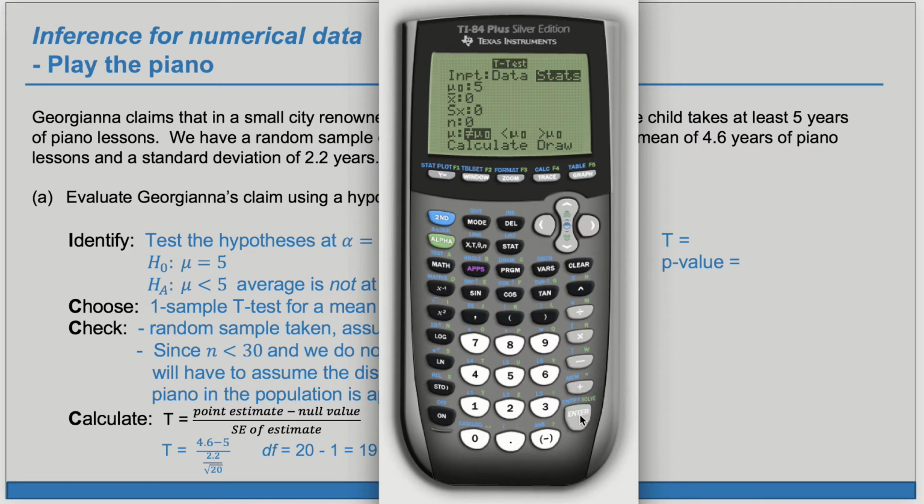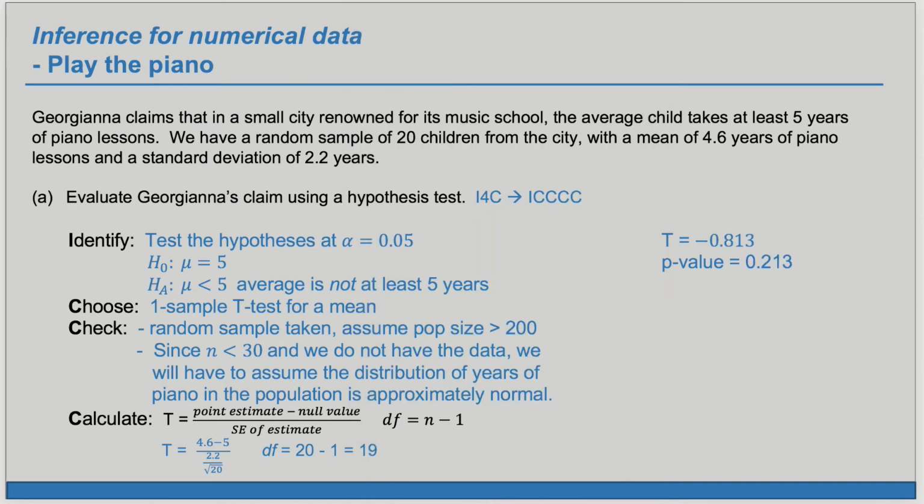X bar, the sample average, is 4.6. S sub x, the sample standard deviation, is 2.2. And n, the sample size, is 20. Our alternate hypothesis is a less than, a left-tailed test. And so now we're ready to calculate. And we get our test statistic at negative 0.813, and then immediately below that is the p-value. So we can record those values. And now we're ready for our conclusion.